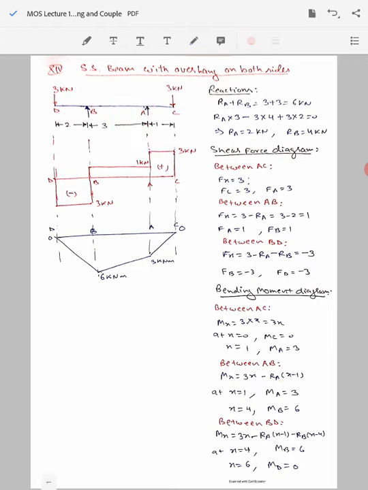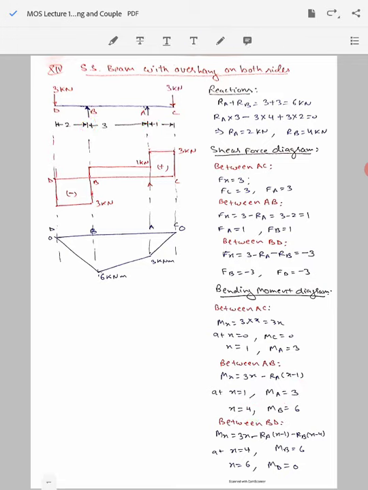When you evaluate this equation for the position x equal to 1 and x equal to 4 meter, that means for the points A and B, this gives you MA as 3 and the bending moment at point B as 6.